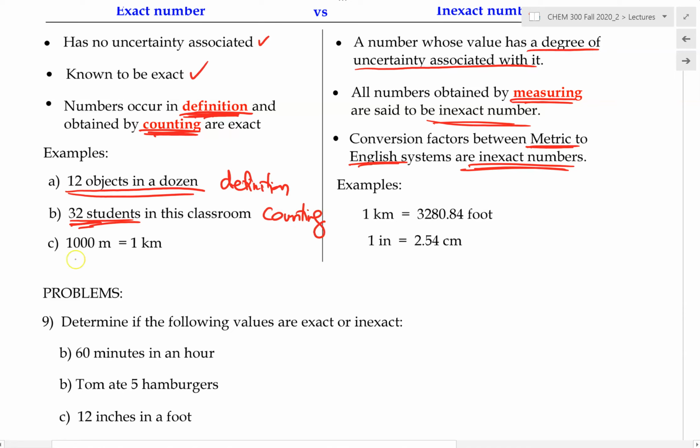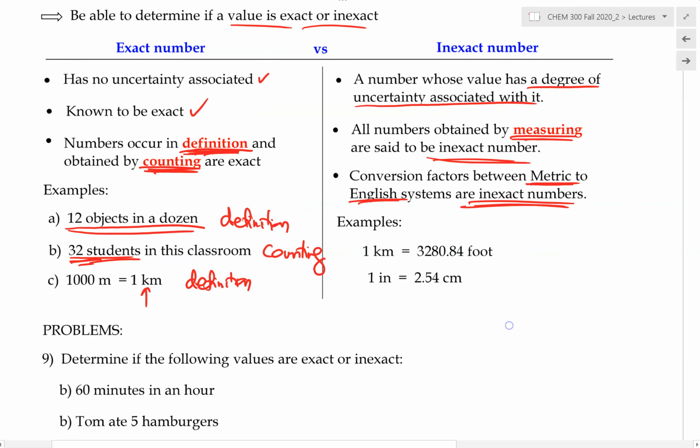And another example, 1,000 meters equal to a kilometer. So this basically comes from definition, right? In this case, a kilo means 1,000. So therefore, a kilometer equals 1,000 meters. This comes from the definition of what kilo is. So therefore, it would also be an exact value as well.